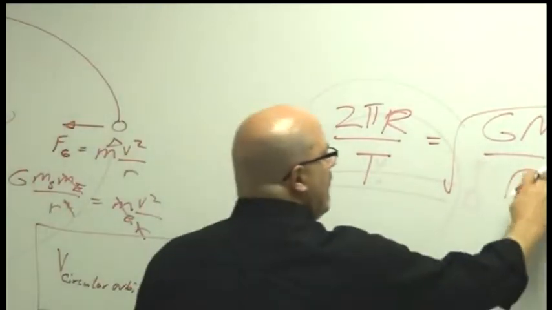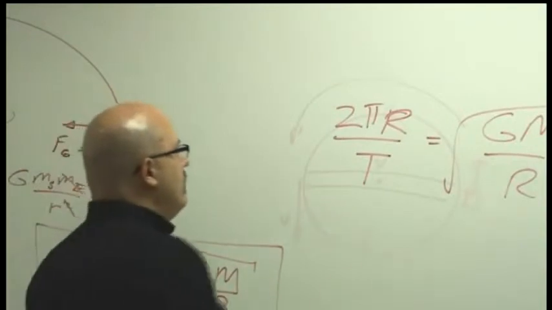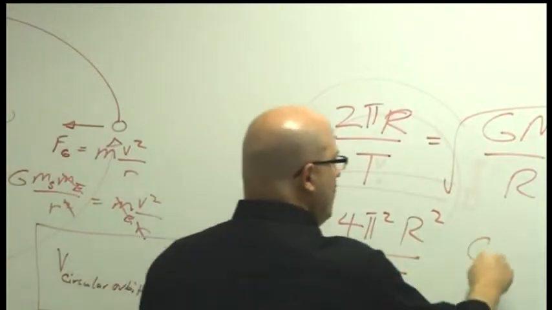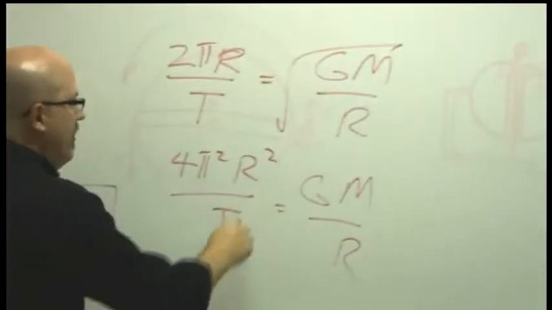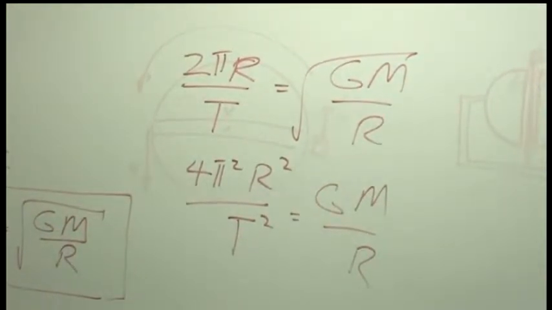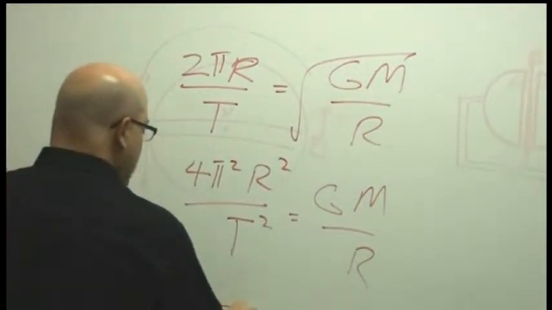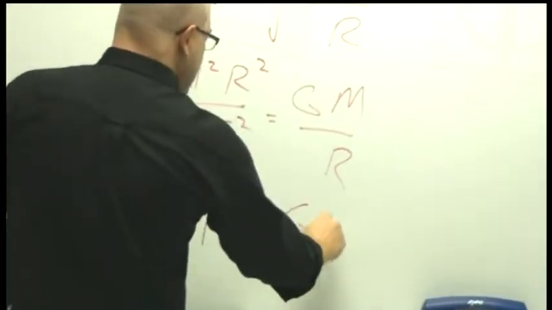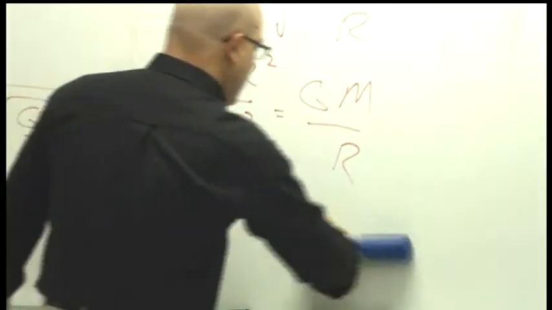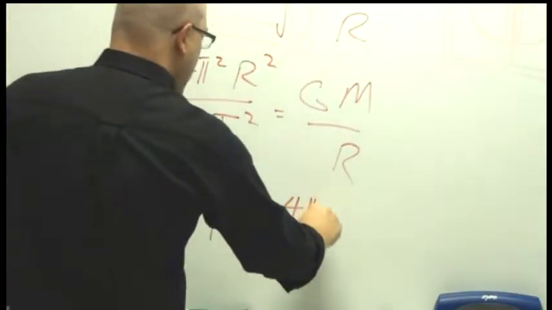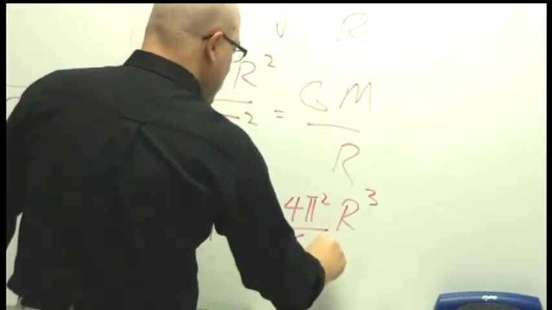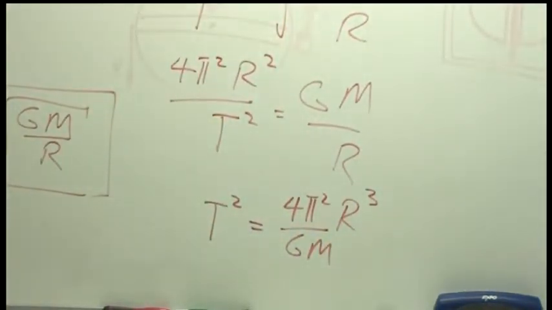Alrighty? Okay, we're going to do a little math here. If we square both sides, we get 4 pi squared r squared over T squared equals big G, big M over r. Now I'm going to move the T to one side and everything else to the other side. And when I do that, I get T squared equals 4 pi squared r to the third over big G, big M. Is that right? Yes.